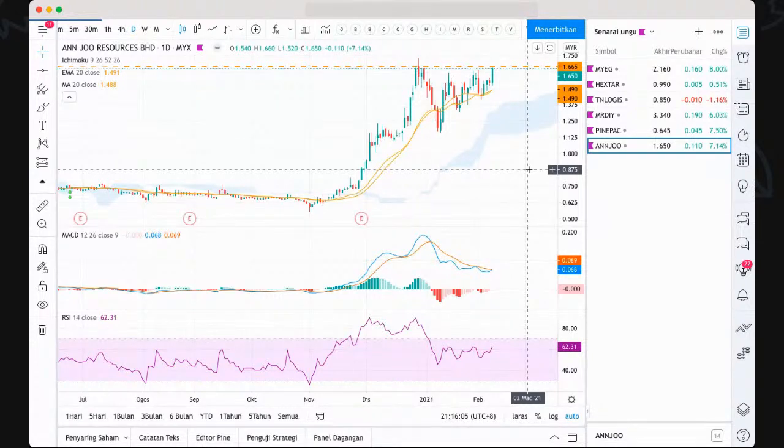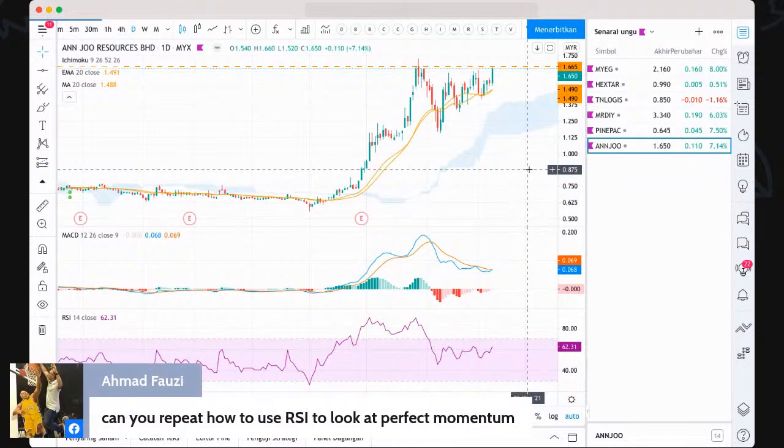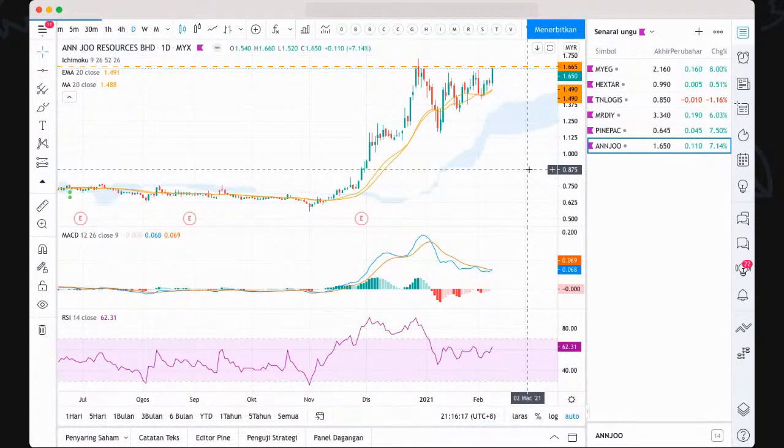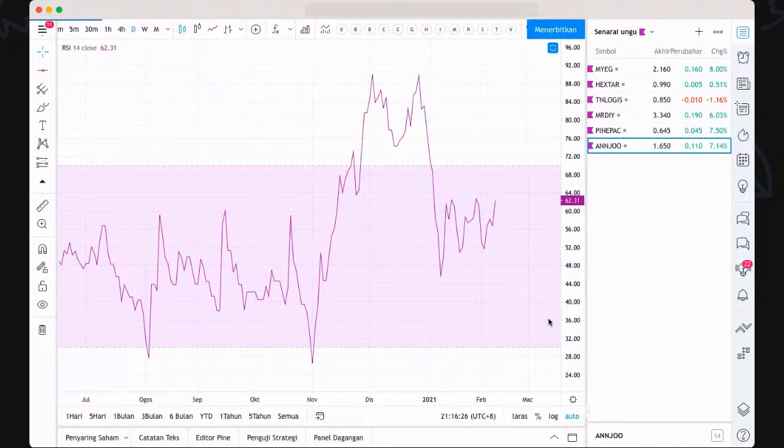Okay, got one question here: can you repeat how to use RSI to look at perfect momentum? Okay, first you need to understand that RSI is actually showing you the average gain against the average loss over 14 days. So that is what RSI is showing us.